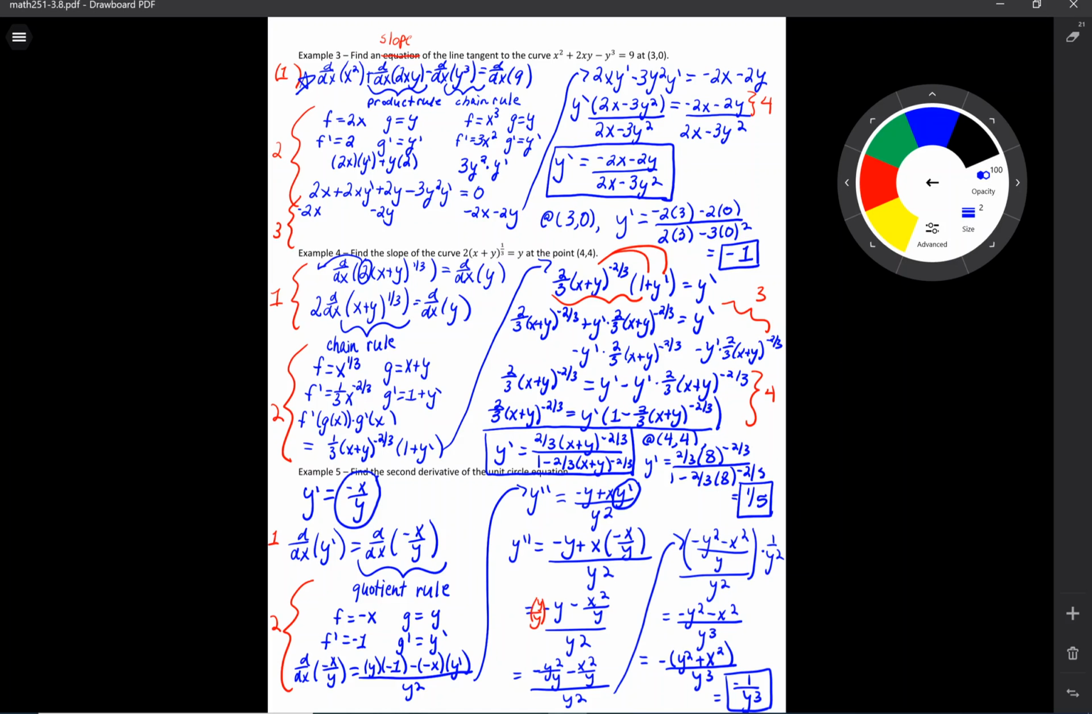We had to replace our y prime with what we already knew our y prime was. That was our first trick. And then the second trick was recognizing that I have y squared plus x squared in there, which according to the unit circle is equal to 1.